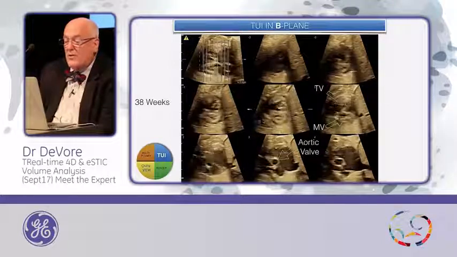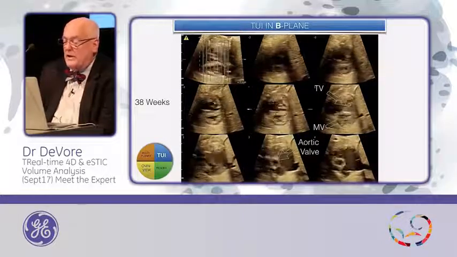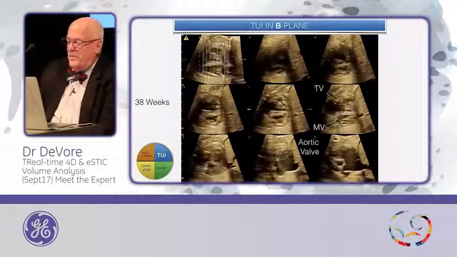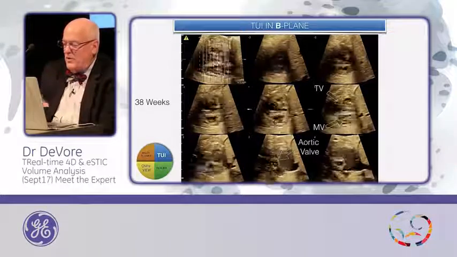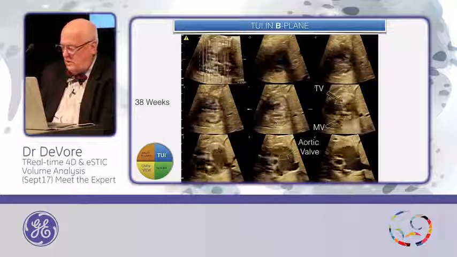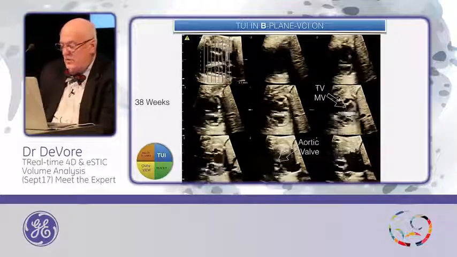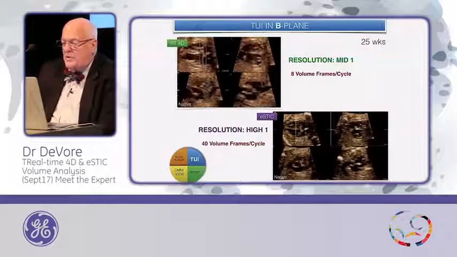This is a fetus at 38 weeks of gestation. See the disproportion up here? You can see kind of bowing of the interventricular septum here, as the right heart here is larger than it should be. Anyway, but look at the quality of that acquisition in the B-plane. And we just turn the TUI on to see the boundaries a little bit more clearly if we choose to do that. And then this is a TUI in the B-plane.